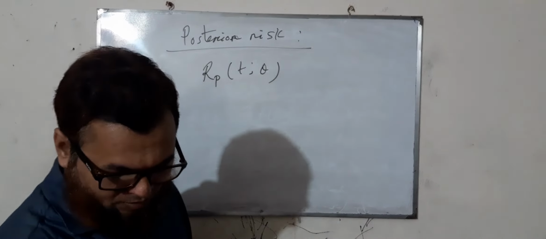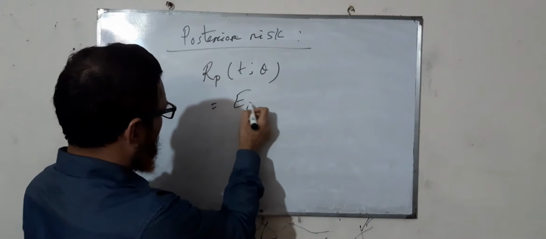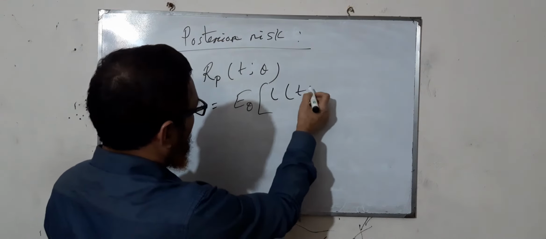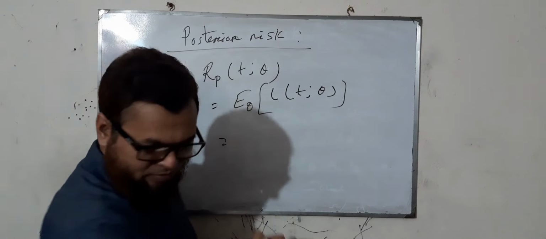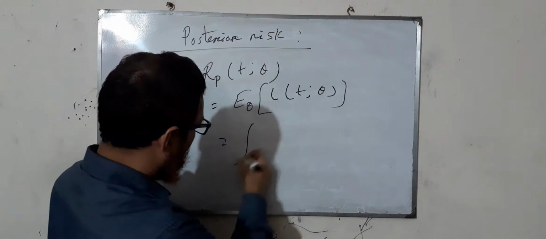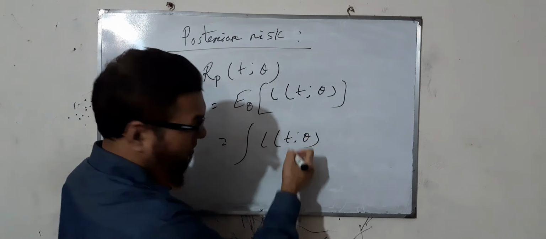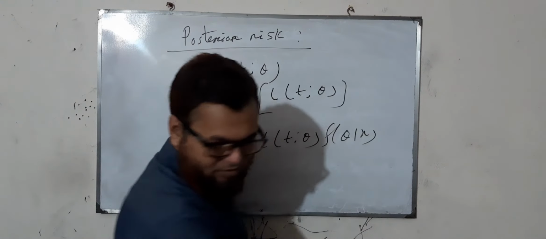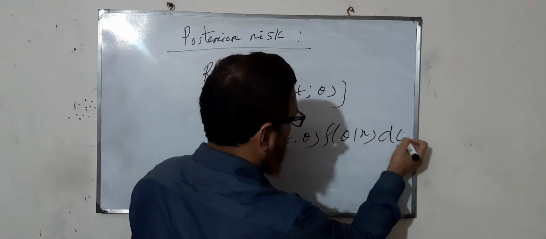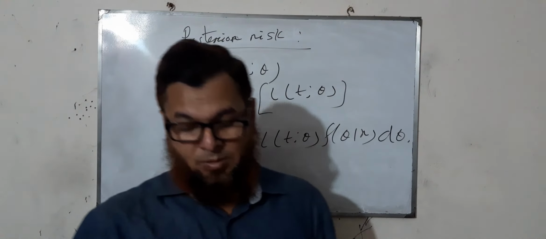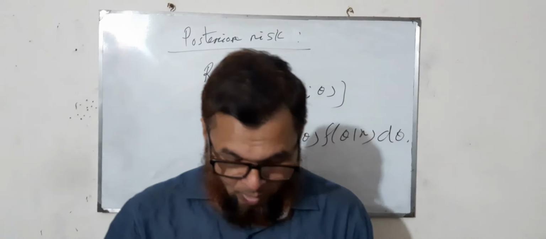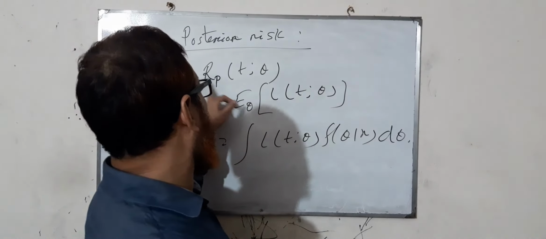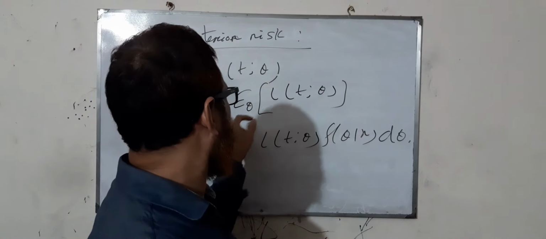this and is defined by the expectation of L(T, theta), which is the integral of L(T, theta) f(theta given x) d theta. The expected value of the loss function with respect to the posterior density function is known as posterior risk. It is denoted by R posterior.